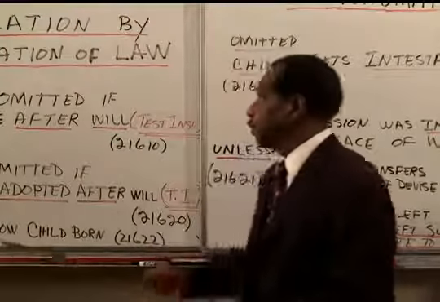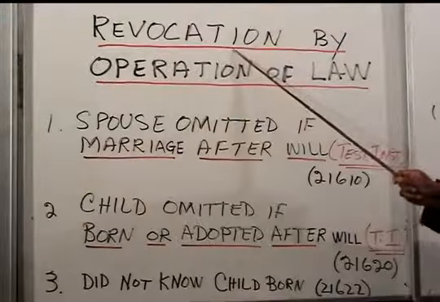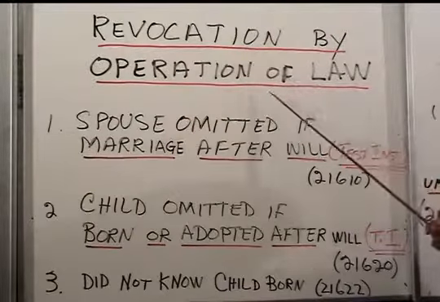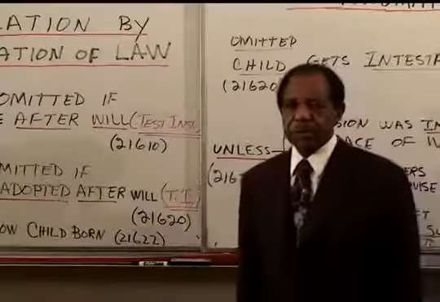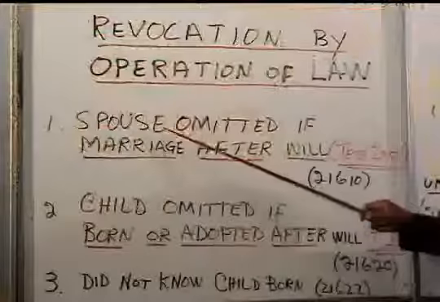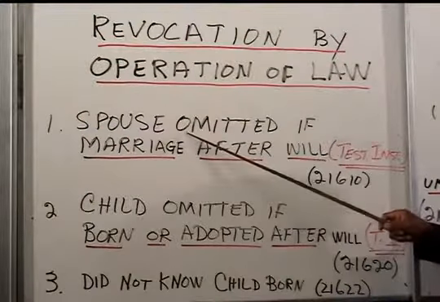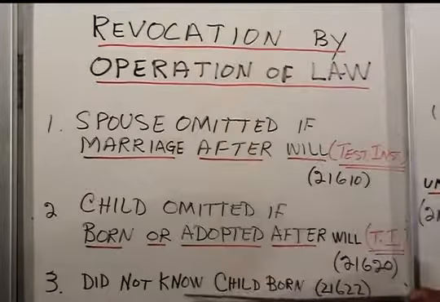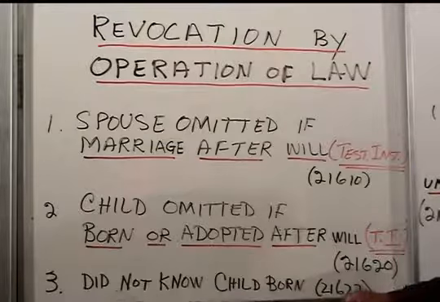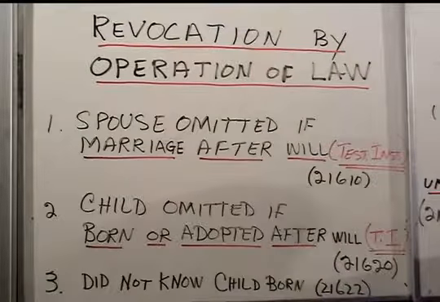This is a lecture about revocation of a will by operation of law. Now, there are 4 circumstances under which this occurs. One is the omitted spouse case. The other is the omitted child case. The third one is where the testator did not know the child was born.